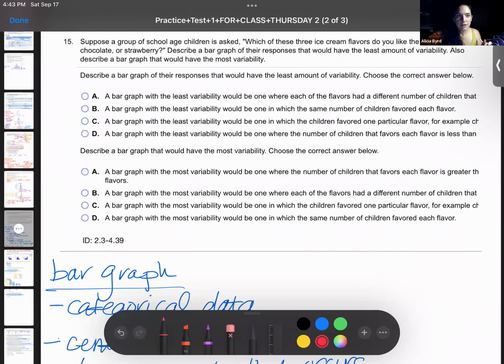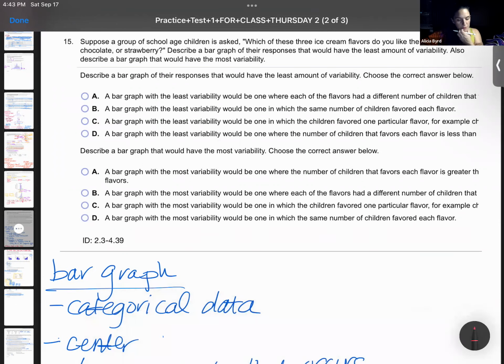All right, we're going to look now at number 15. Suppose a group of school-age children is asked, which of 3 ice cream flavors do you like the most? Vanilla, chocolate, or strawberry? Describe a bar graph of the responses that would have the least amount of variability. Also describe a bar graph that would have the most variability.